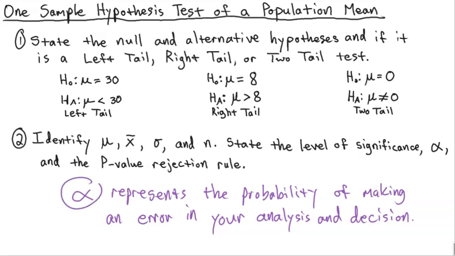Deciding on alpha error and beta error is a big deal in research, but this is an introductory statistics class. So all we're going to say is that alpha represents the probability of making an error. Do we want there to be a high probability of making an error, or a low probability? We want there to be a low probability.